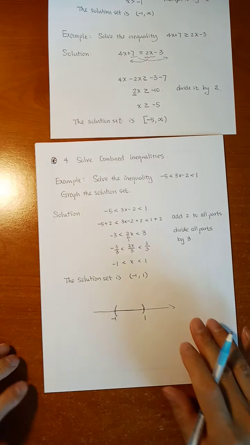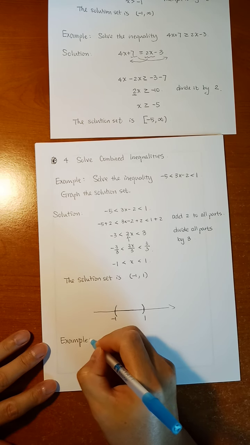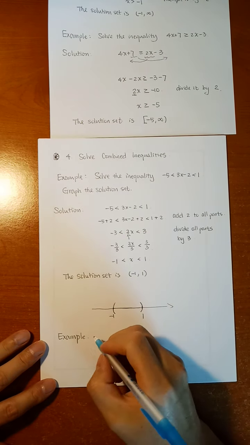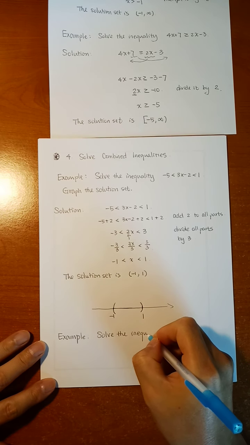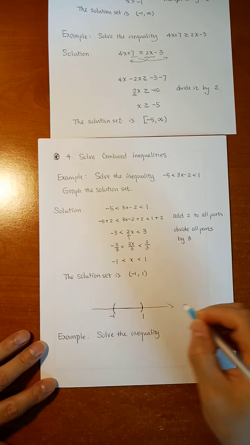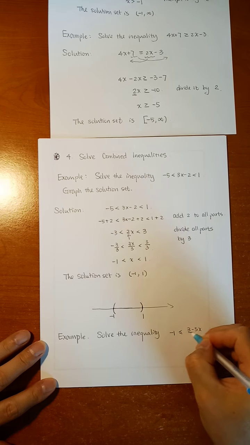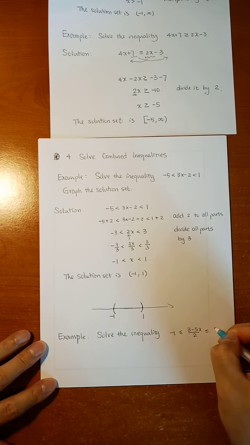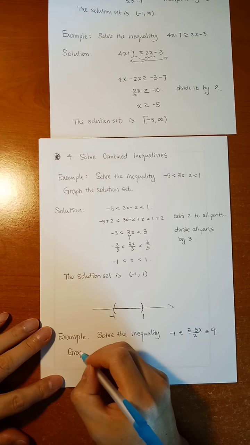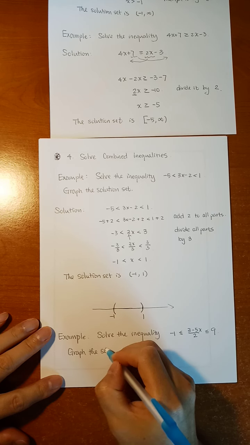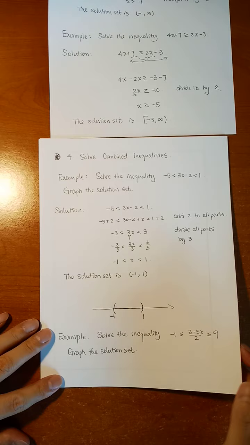Let's see another example. We always try to do as many examples as possible in order to get a feel. Solve the inequality: -1 less than or equal to (3 minus 5x) over 2, less than or equal to 9. We solve this inequality and graph the solution set.